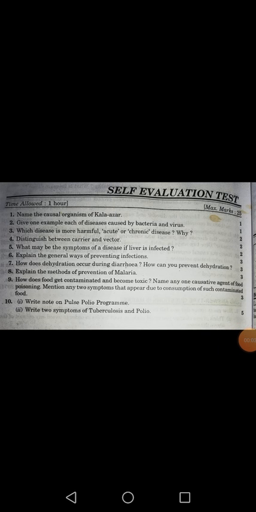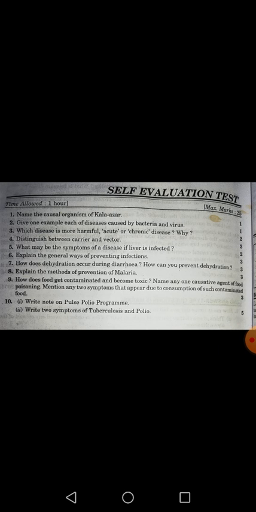Students, today I am here to discuss a few important questions from the chapter Why Do We Fall Ill? So, students, this is actually a test paper of 25 marks and you have to solve it within 1 hour. Initially I am explaining all the answers and after that you can practice this question paper yourself.